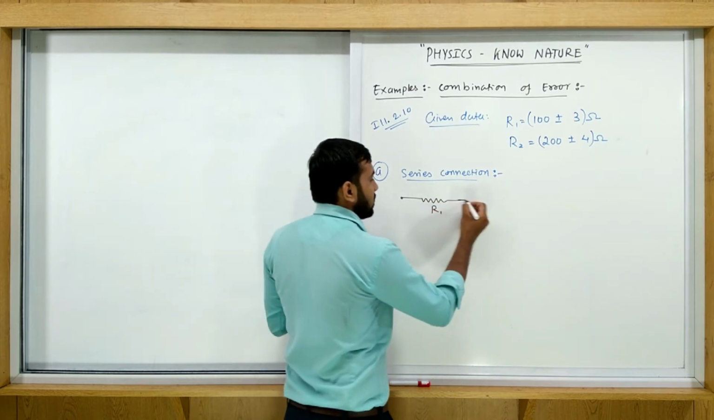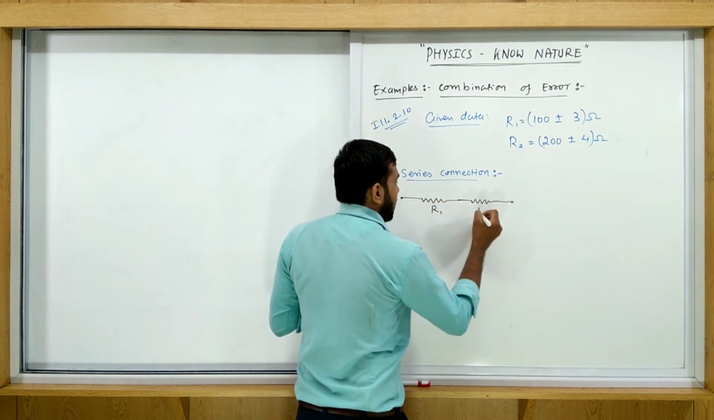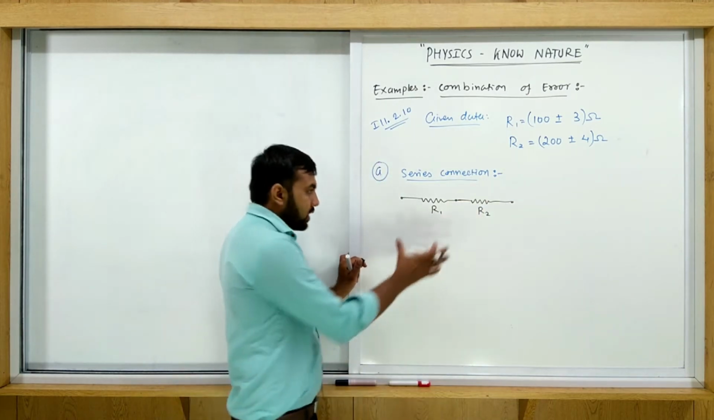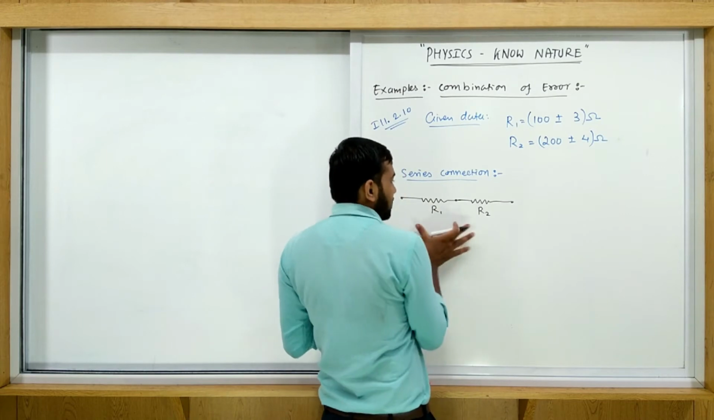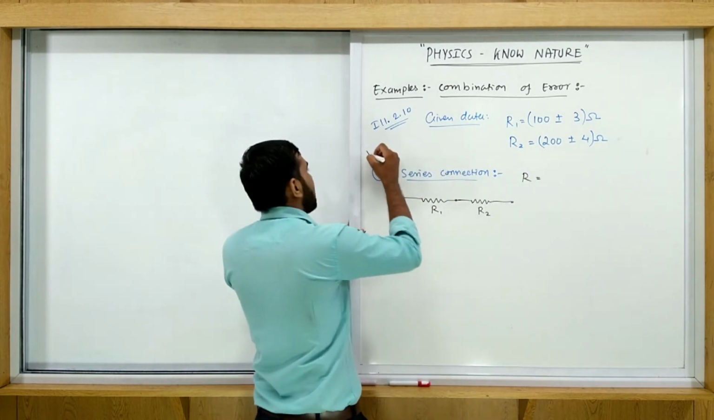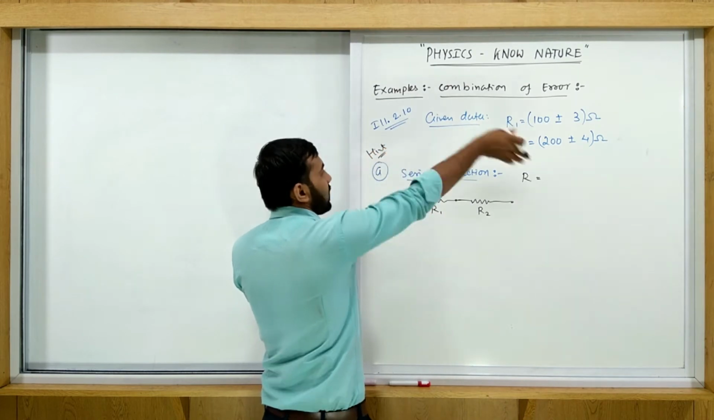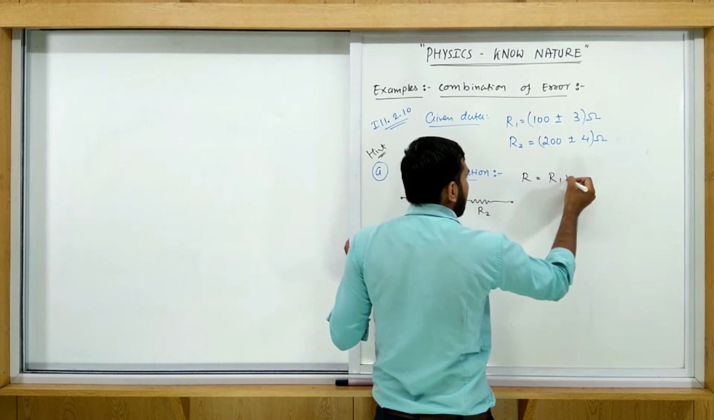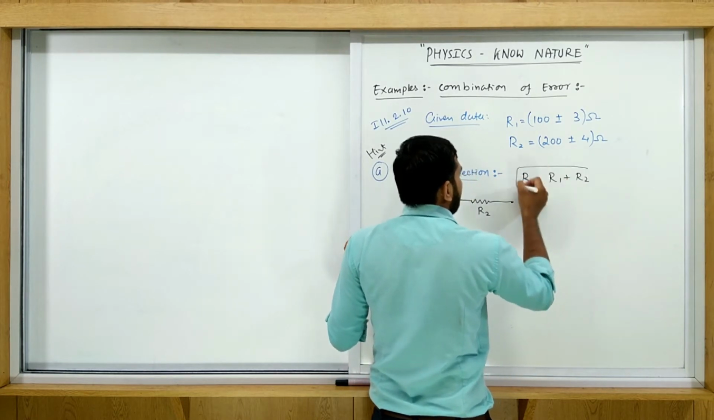So R1 and R2. This is called a series connection. And what is the resultant of this series connection? Suppose the resultant is R, then the resultant R is the solution. Hint: the given data are these. R1 is this one, R2 is this. So R is represented like this: R1 plus R2.